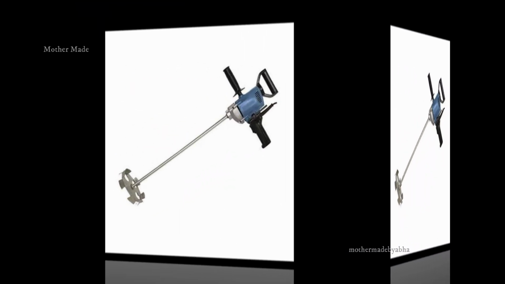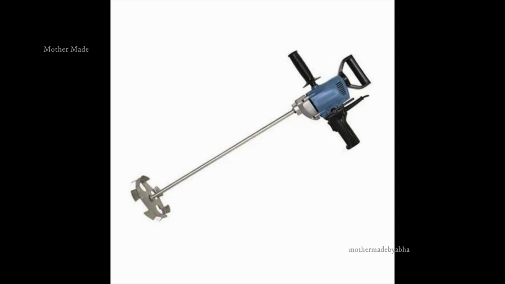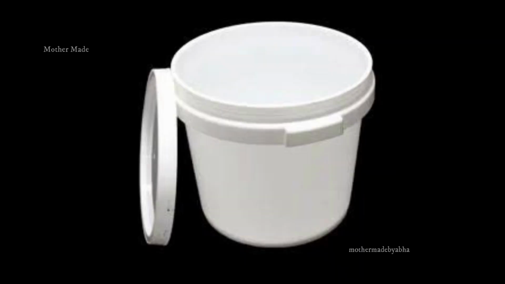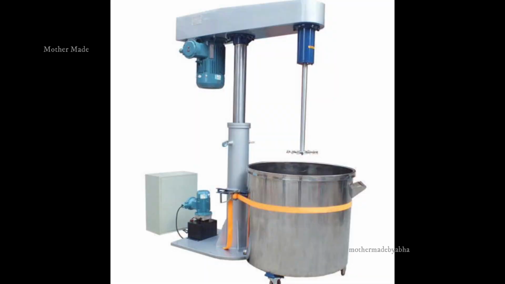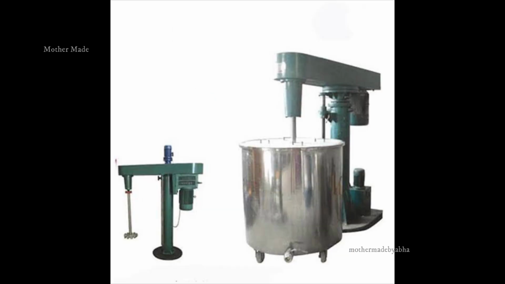Friends, take a stirrer. See, this is a stirrer easily available in the market. Then take a big bucket. All the raw materials will be added in the bucket and stirred with the stirrer continuously. Or you can take a ready-made setup, meaning a stirrer attached with the bucket. Like this, many types of stirrer with bucket are available in the market. You can choose according to your choice.